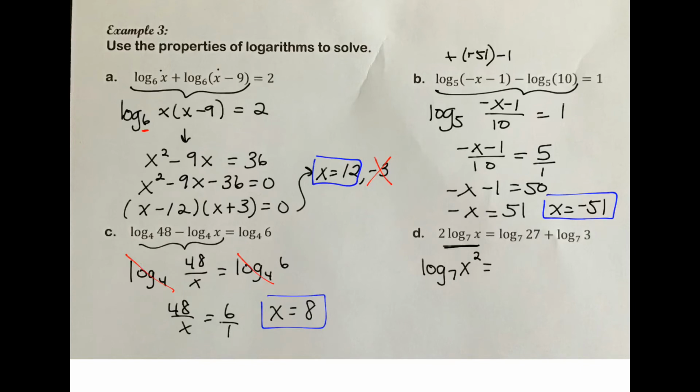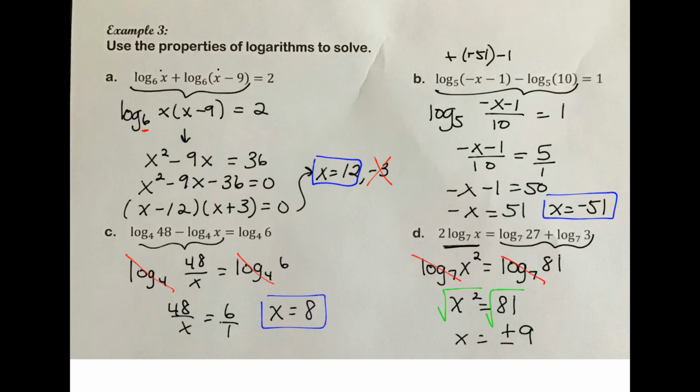Bring down the equal sign. I'm going to condense the right side. Addition turns into multiplication. So it's going to end up being log base 7 of 81. Same log on both sides, get rid of them. x squared equals 81. I can solve by factoring or by square rooting. Completely up to you. I'm going to square root both sides. x equals plus or minus 9.